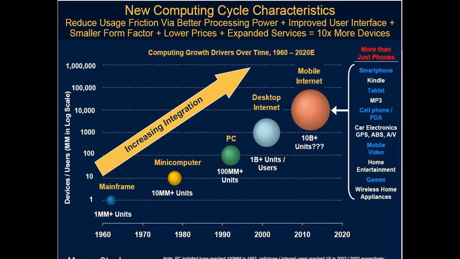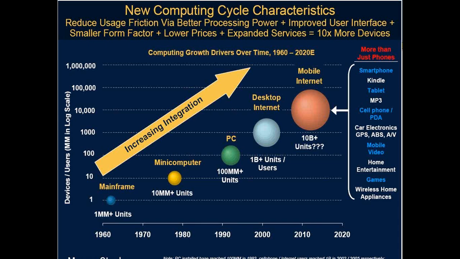And this is showing the growth of each successive computing cycle. Mary Meeker's thesis is that the mobile internet, the devices that can connect to a wireless networking platform, is the new big cycle in computing, and this is going to dwarf anything that's come before it. Mainframes, minicomputers, the PC, which had previously been considered a giant leap forward. All the different kinds of devices that can connect to the mobile internet are going to dwarf that.